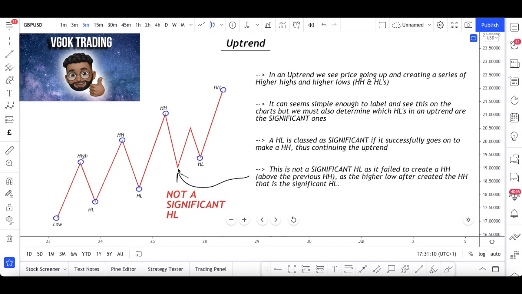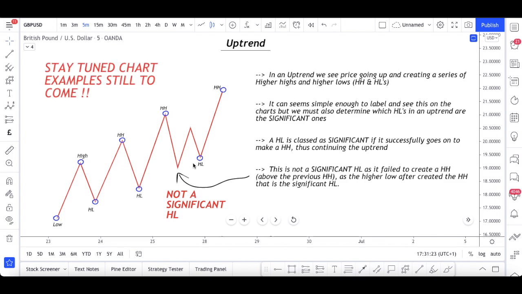You can see that the move it went on to sponsor didn't really go on to create a higher high, higher than the previous one. And now the higher low after this one, the one which I've actually put the label on, went on to create a higher high, higher than the previous one, which is what we need to be looking for to find the significant points within the uptrend.